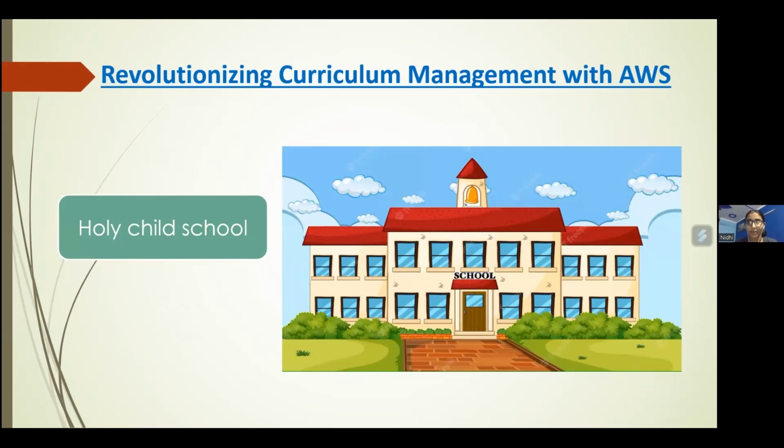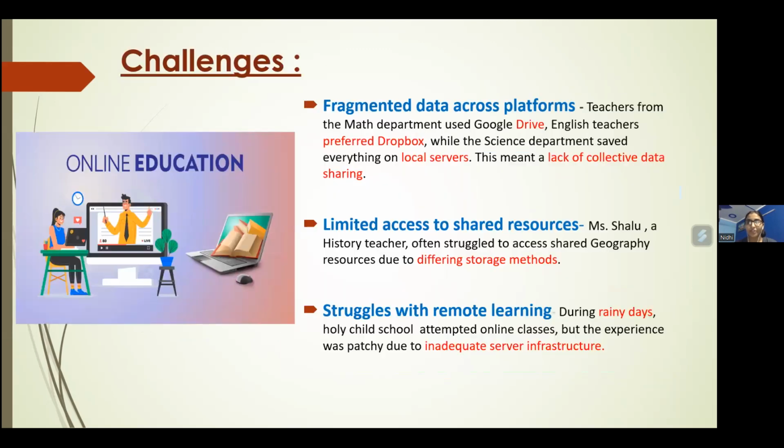Let me explain with an example. Let's say we have a school named Collegiate School. My presentation is basically on how AWS changed the project curriculum, or generally the curriculum, of the school. Let's say they have knowledge of AWS. How did they solve their problems before, and how do they solve problems now after introducing AWS to the teachers? The challenges, that is, if AWS was not in existence, were faced by every teacher of every subject. The first one is fragmented data across platforms. Let's say we have 2-3 teachers.